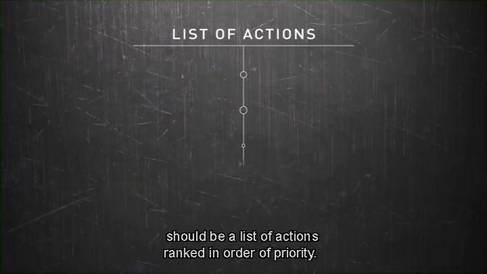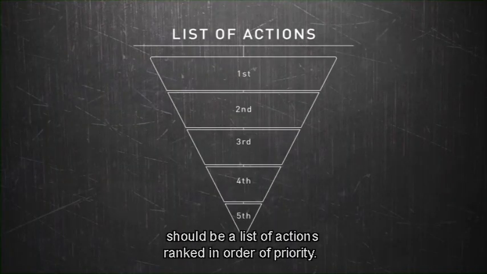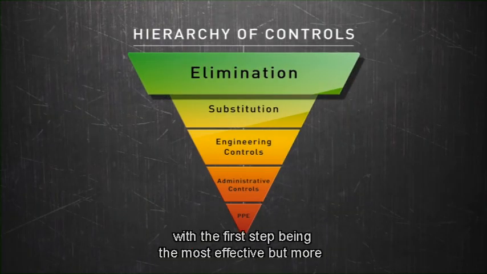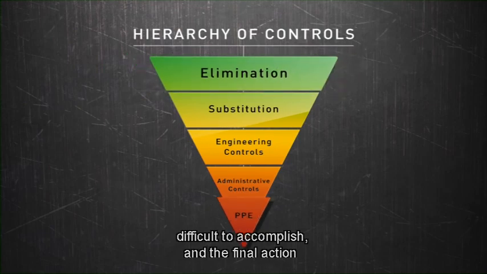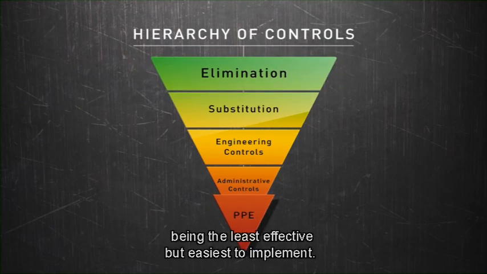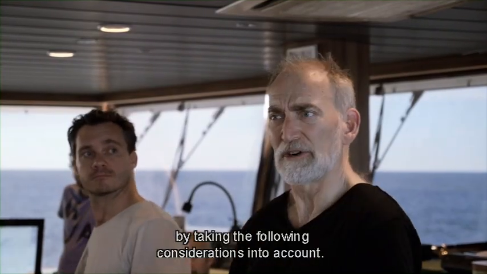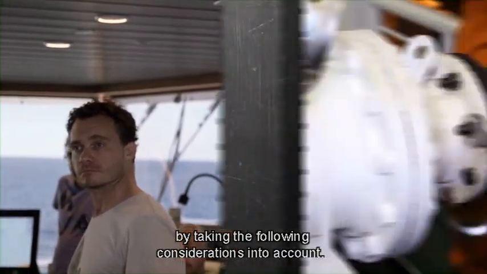The outcome of any risk assessment should be a list of actions ranked in order of priority. These are commonly referred to as the hierarchy of controls, with the first step being the most effective but more difficult to accomplish, and the final action being the least effective but easiest to implement. The proper controls are then chosen by taking the following considerations into account.